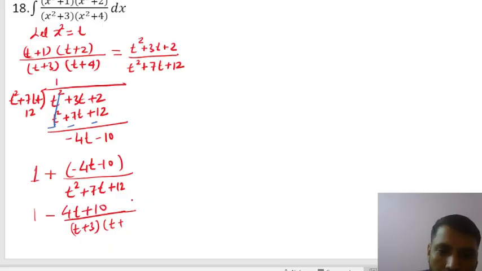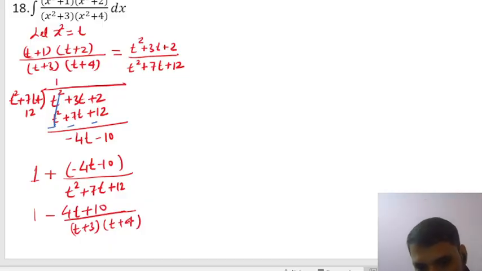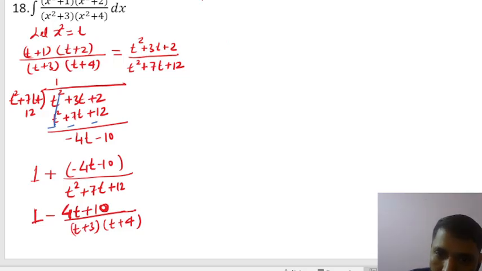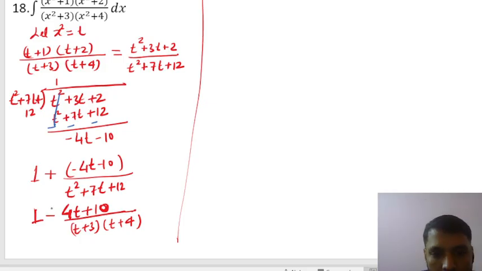So now how we can simplify it? It is t plus 3 into t plus 4. So this part we need to simplify. Means from here, the second part, 1 anyway is simple, but from this we have to apply the partial fraction. For this part, 4t plus 10 by t plus 3 into t plus 4, we are going to apply the partial fraction for that part only. Means I am writing this part separately. This much part we are going to take separately and simplify.